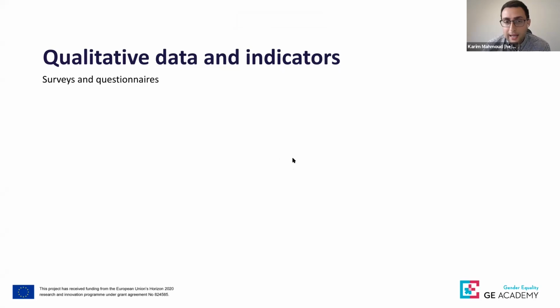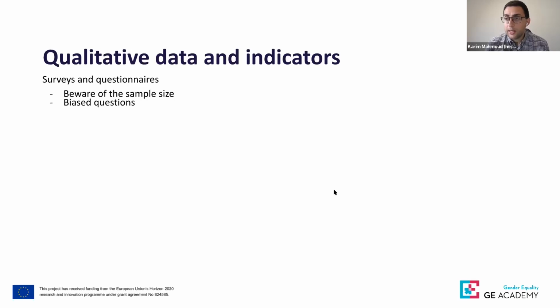Qualitative data and indicators. For most of this, you can use surveys and questionnaires, but I'd like to talk about some of the issues. One is being aware of the sample size, and I'll give you an example for this. If you have a very small sample, let's say only 12 people from your entire organization of 2,000 people responded to your survey, it is not going to be very representative. You might have biased questions.